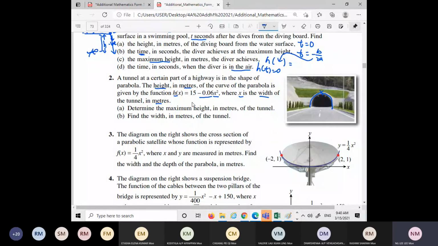General form. So how to find the maximum height? Before you find the maximum height, you have to find at what x the maximum height happens.